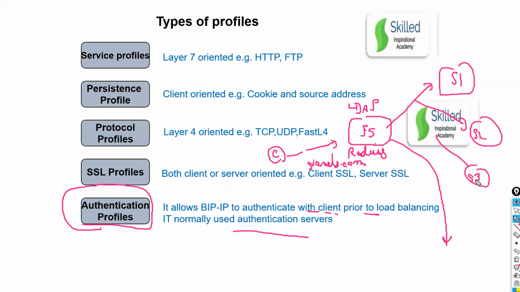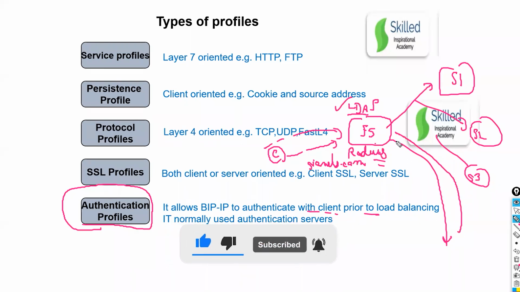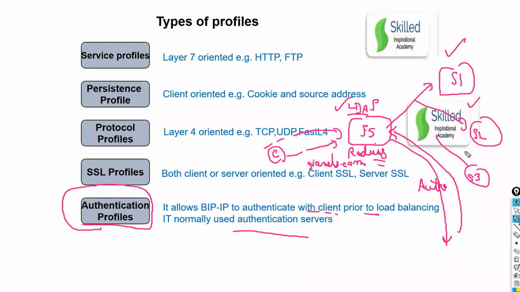Prior to load balancing, I want to authenticate your users. So you can have connectivity with your LDAP or radius. First client traffic comes in, it will forward to your radius server or LDAP server. Once radius server confirms that this is authenticated, then F5 will forward for load balancing. Either it can forward to server 1, server 2, or server 3. So that comes under your authentication profile.